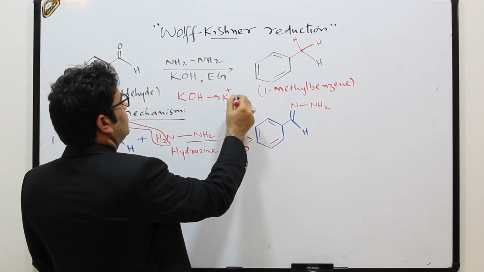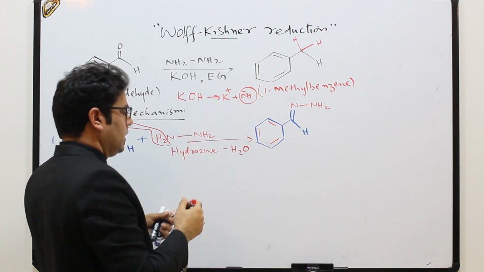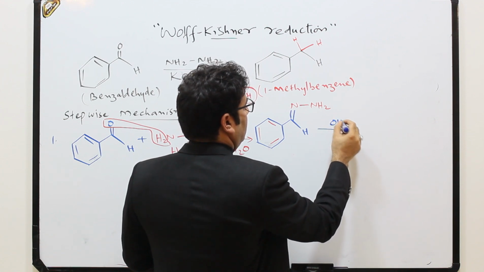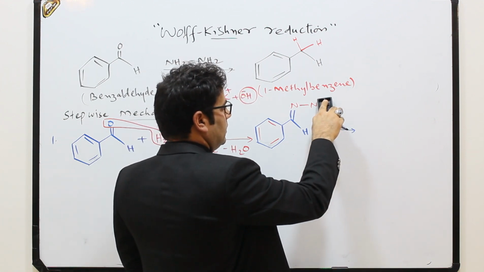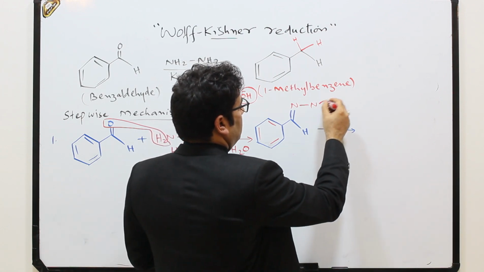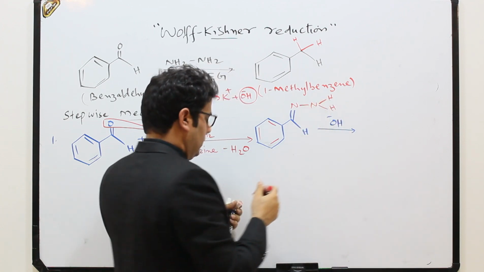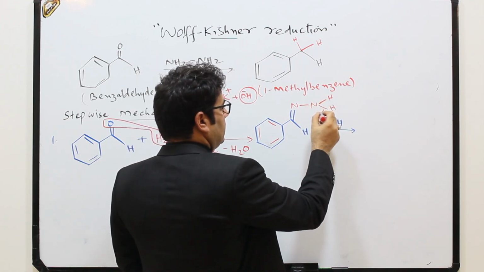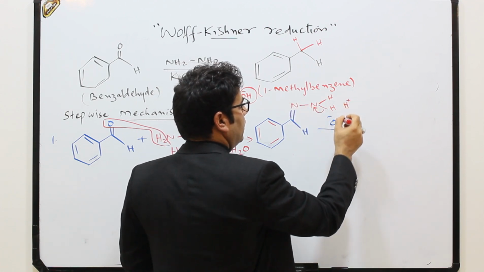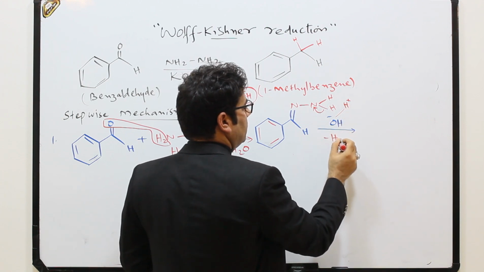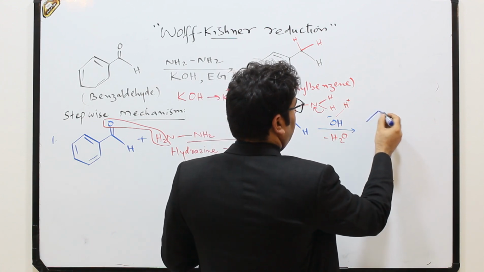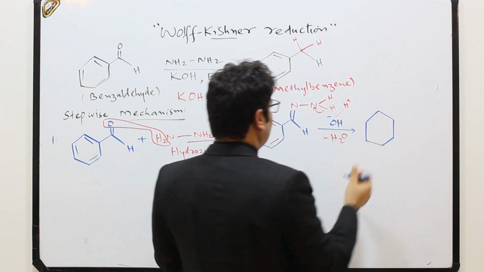You know it will give K positive plus OH minus. This OH minus will attack on this hydrogen. So for your convenience, let me write it in a different way so that it will be easy for you to understand. This bond is going to break like this. There will be a negative charge on this. This H positive will come out and this OH will attack on this. There is release of water. The molecule will get this shape.